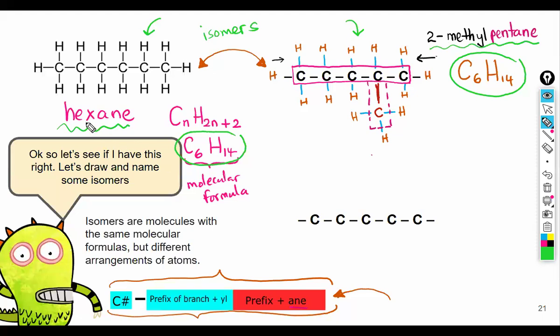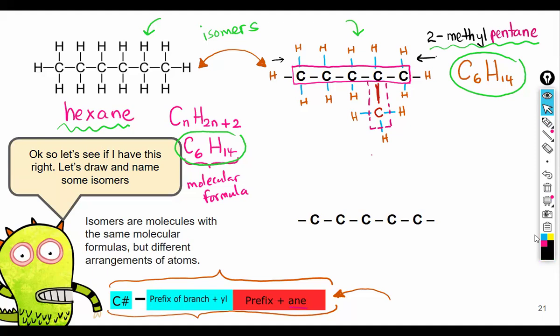Now, obviously, hexane and 2-methylpentane will react slightly differently in the lab, right? Because they are two different compounds. You can't expect them to behave exactly the same. They must have a difference. Can I create another isomer? Yeah, and I can create another isomer.